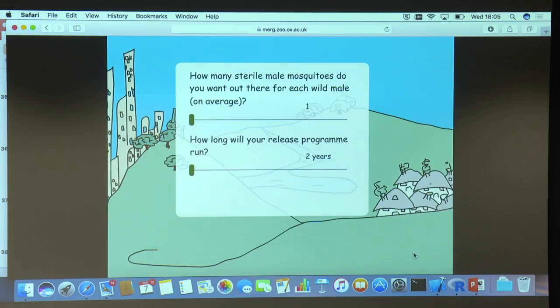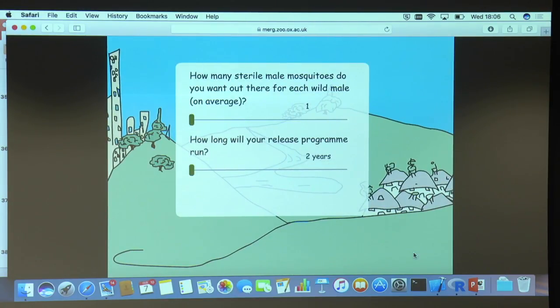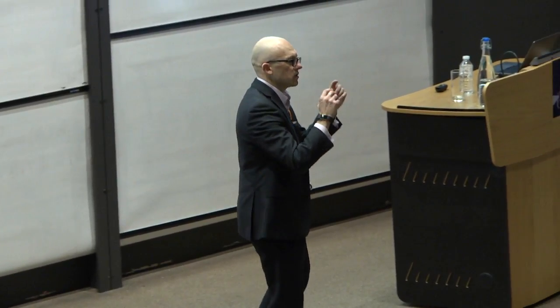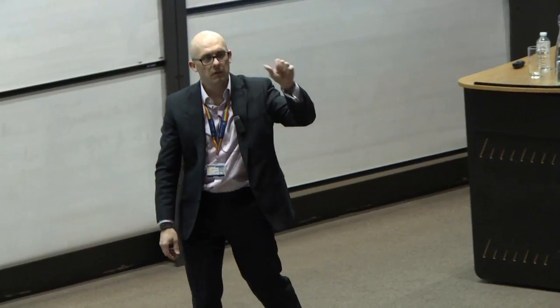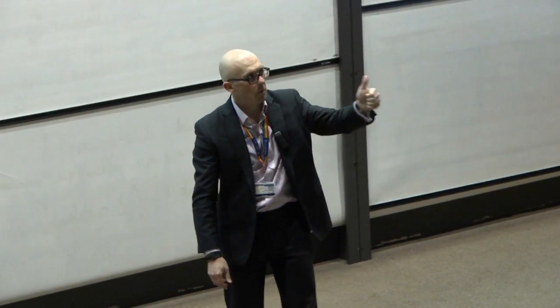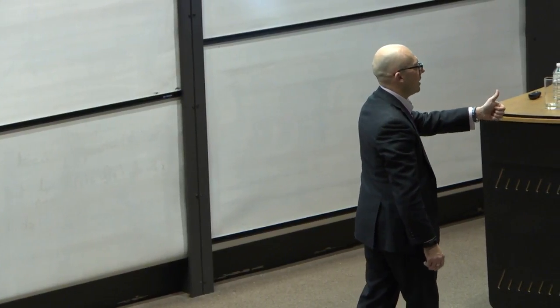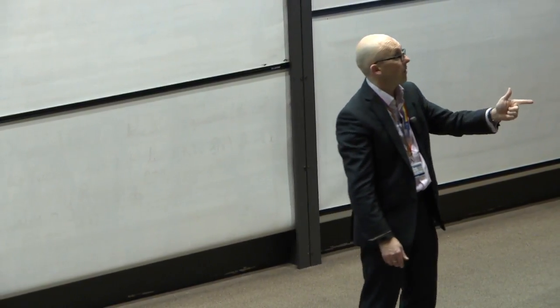There's some stuff about the biology, but this is where it becomes important. We're trying to optimize this problem. We're trying to make it as cost effective as possible. We're trying to scale the economics and the biology to do that. And there are two things you can control. Firstly, how many sterile insects am I going to put out there? And then, how long can I run my program for? The top one is the ecology, and the bottom one is the economics.